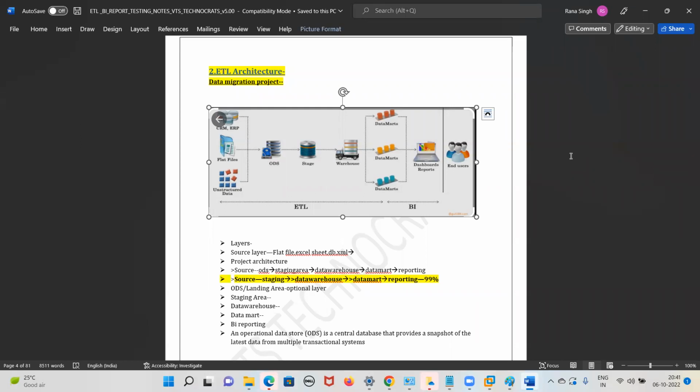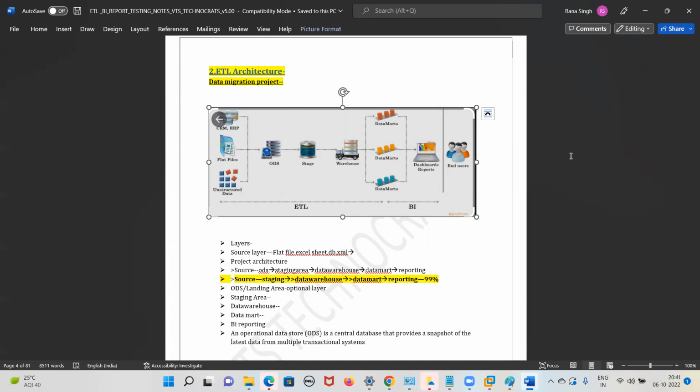First thing you have to tell whenever you explain your project: this is a data migration project. Data is coming from the sources. From source, it's going to the staging area. From staging, it is going to the data warehouse. From the data warehouse, it's going to the data mart. And then finally, it is going to the BI report. Testing is divided into two parts, from source to data warehouse and from data warehouse to the BI report. Yes or no, guys? Yes. Yes, sir. This is the project architecture.